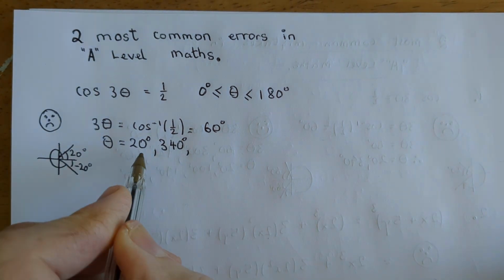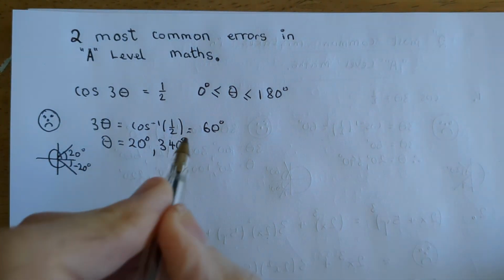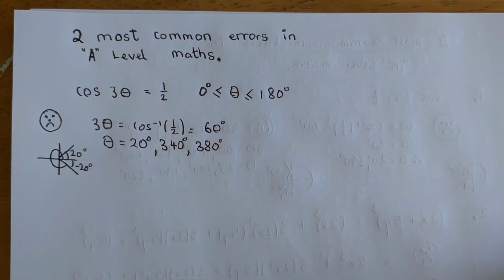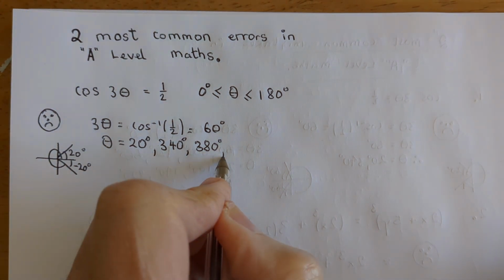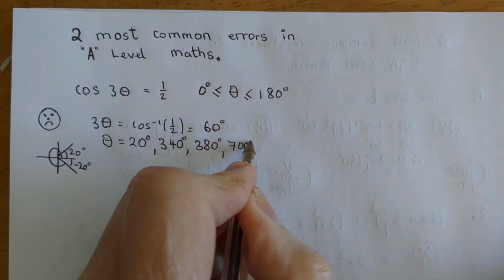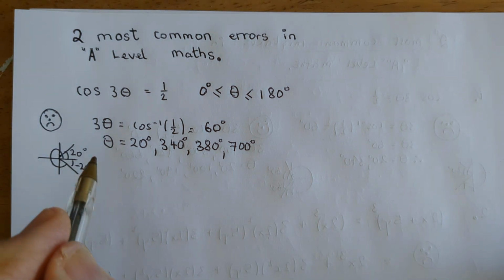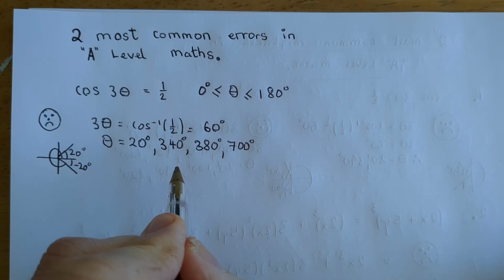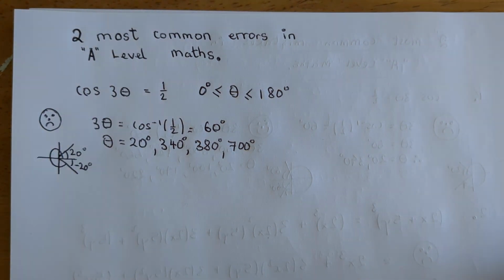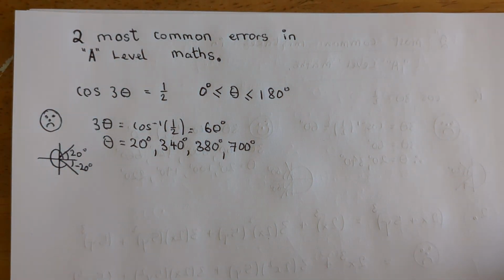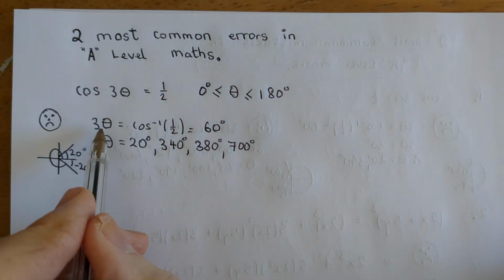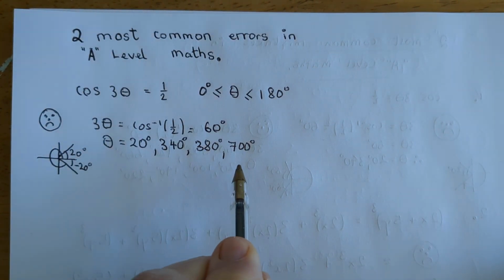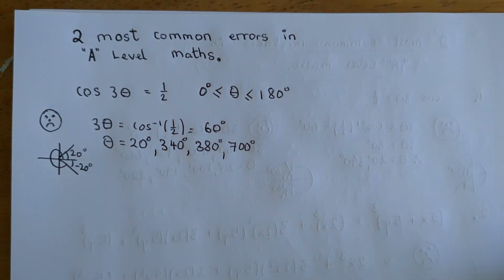And then we add 360 to each of these, so it'll be 380. And add 360 to 340 is 700. I don't think I need to go any further. Oh, of course I don't, because we've found the answers. Well, we sort of found the answers, but this is wrong because I divided by 3 before I found all the solutions. So this is the wrong answer. Let me now do it correctly.